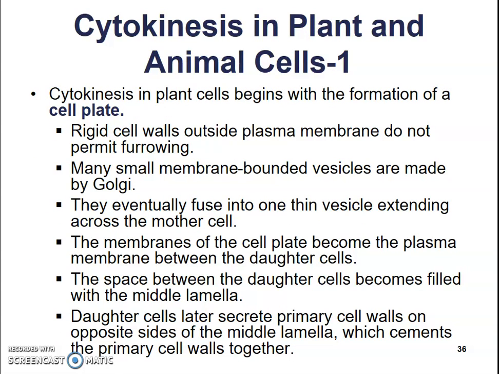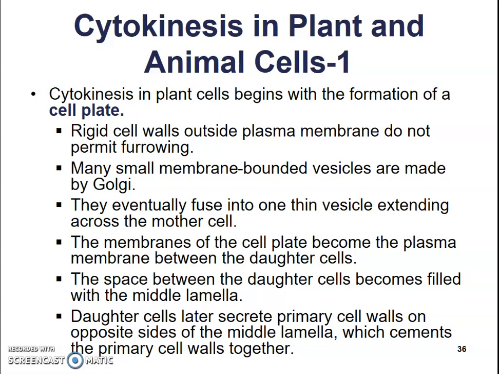In a plant cell, they can't just pinch together like an animal cell because they have the rigid cell wall. So, little vesicles made by the Golgi apparatus line up in the middle and eventually fuse into one long, thin vesicle extending the length of the cell.